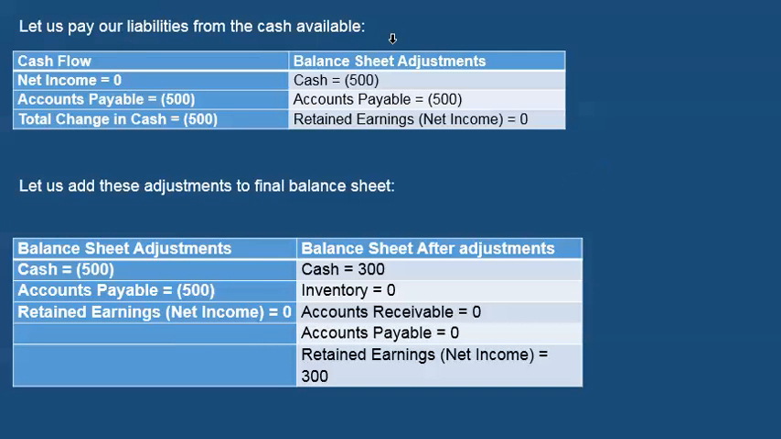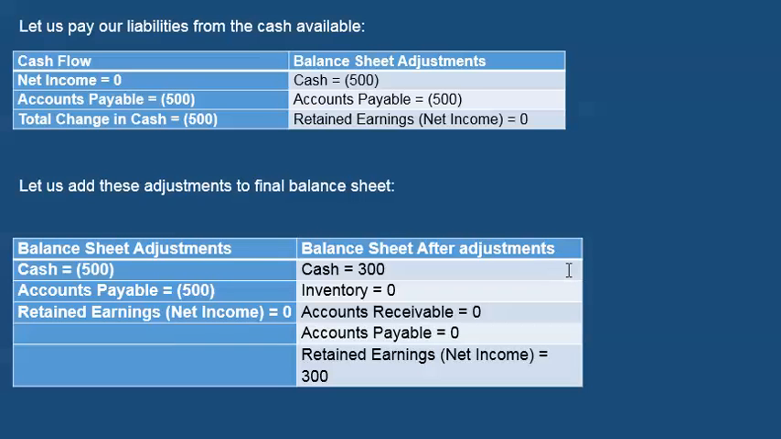Let us pay our liabilities from the cash available. So cash flow looks like net income is 0. Accounts payable is negative 500. Total change in cash is negative 500. On the balance sheet adjustment side, cash equals negative 500. Accounts payable is negative 500. Retained earnings equals 0.